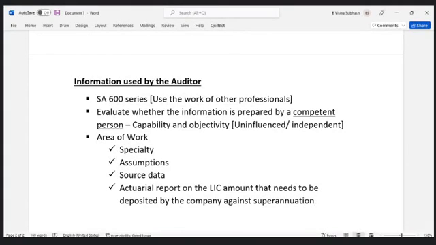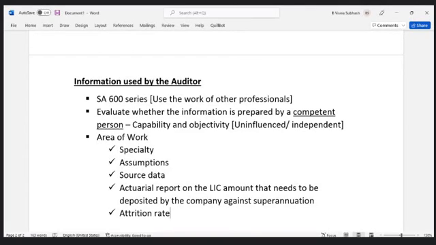So every year there is one actuarial person who comes in and gives the report saying, this is the life expectancy of people in your organization. This is the attrition rate, the rate at which people join and leave. Attrition rate, the rate at which people leave. This is called the attrition rate.